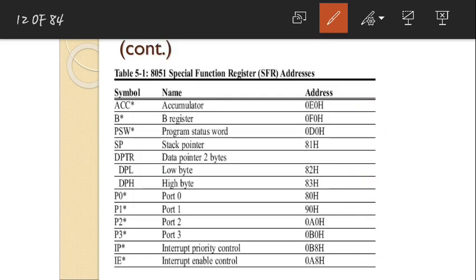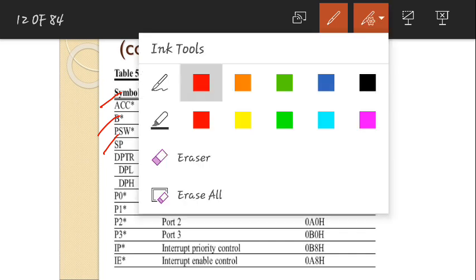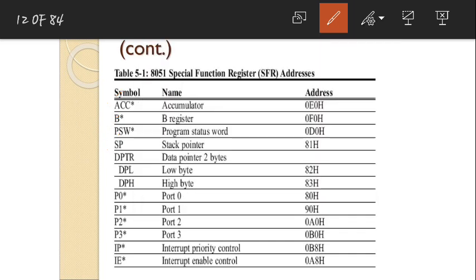Okay, and you see one more thing, you have stars here for a few registers. You have stars for the accumulator, B register, PSW, and look, you don't have them for stack pointer and DPTR, and you have them for all the ports and IP and IE. Okay, see those stars, you don't have them only for stack pointer and DPTR. I'll tell you why.